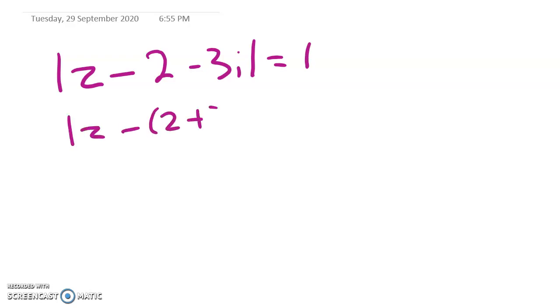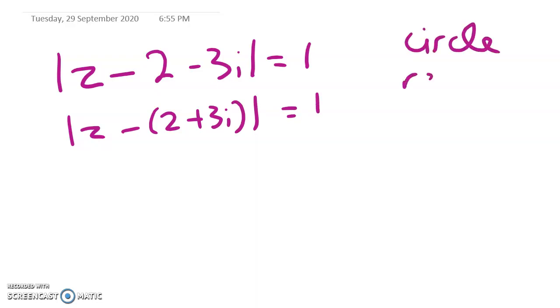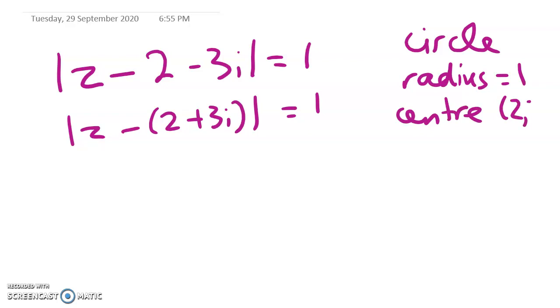So what have we got? Well, we've got z minus 2 minus 3i is equal to 1. I'm going to rewrite that as z minus (2 plus 3i) in brackets equals 1. So we know that's going to be a circle. The radius is 1, and the centre is going to be at (2, 3) if we write that in coordinate form.